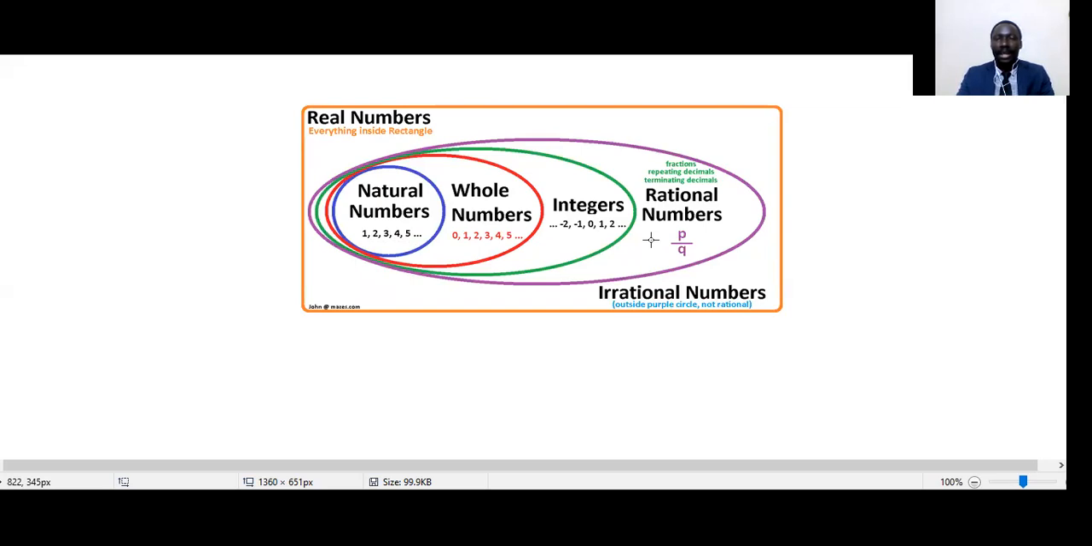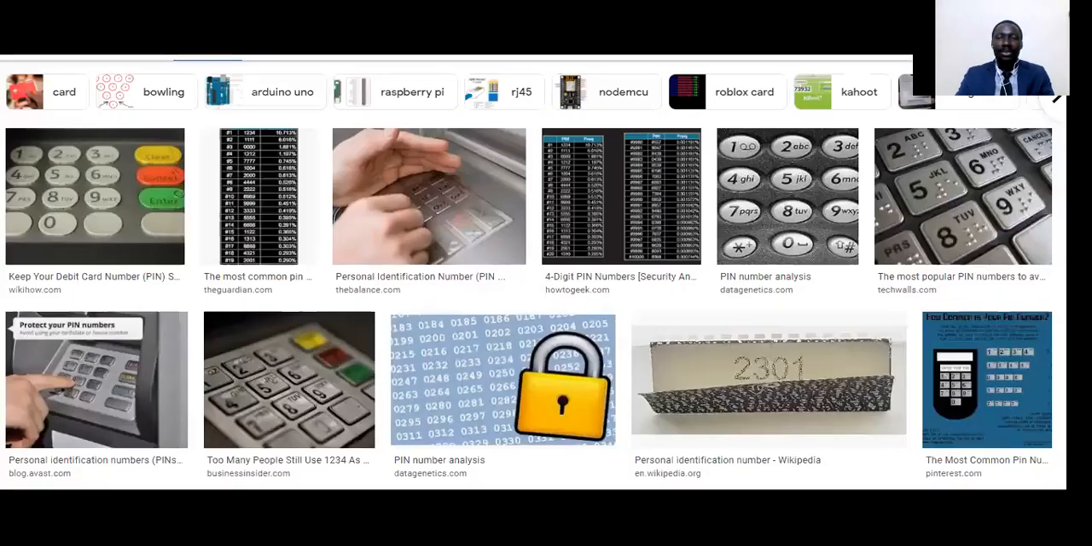Which is a number expressed as a quotient, like 1 divided by the other, or two numbers with one being a numerator, the other one being a denominator. And also we have real numbers, which is everything inside here. So the combination of rational numbers and irrational numbers, or all these numbers here, are called real numbers. So yes, PIN number is one way in which we can use the concept of numbers. How else?